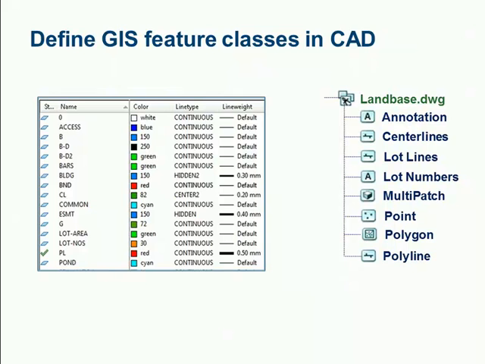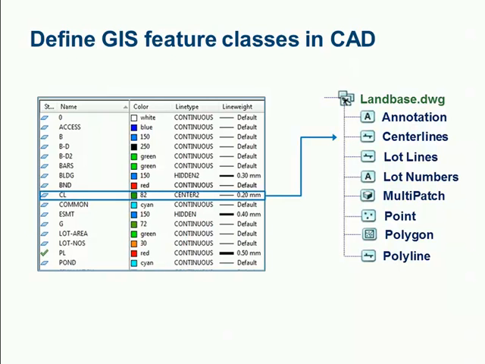ArcGIS feature classes are defined in AutoCAD files using a filtering criterion, and this criterion is based on AutoCAD graphic entity properties such as layer name, color, or line style. Because of this, you can use your existing CAD drafting standards as the basis to define how your drawing will be organized into GIS feature classes.